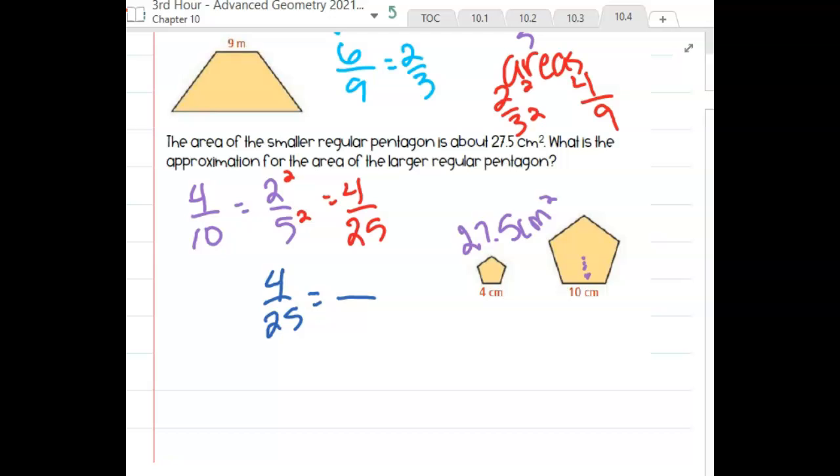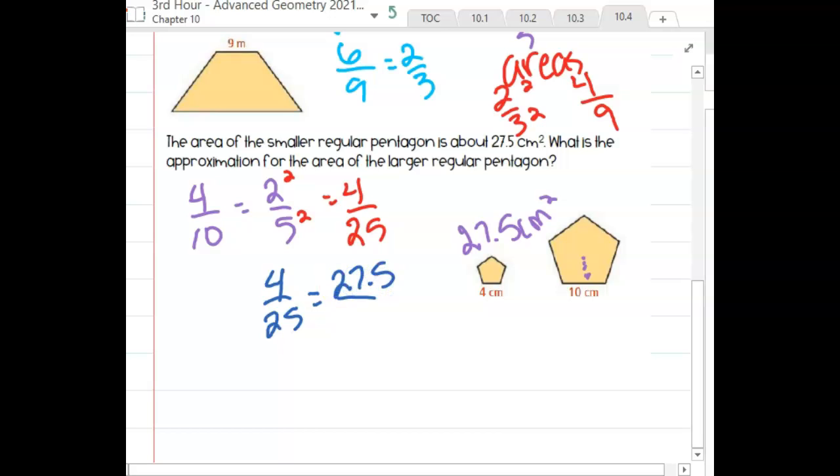But I only know one of these. I only know the area of the smaller one. So in the numerator, we're going to write 27.5. And what I'm looking for is the area of the larger. So that's where your variable can go. Okay, so we have this proportion set up. Does anyone remember how to solve a proportion?